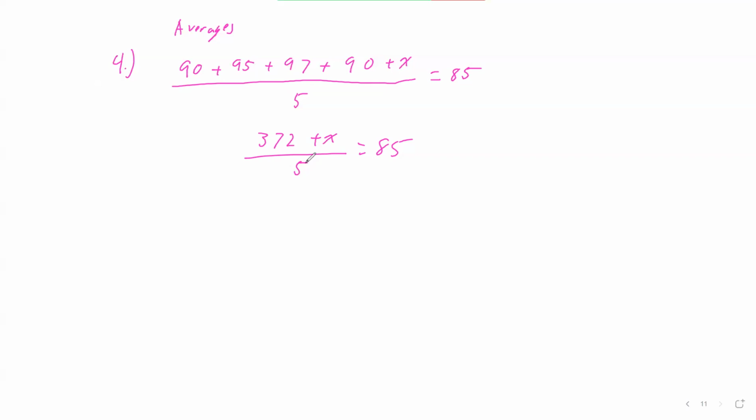If it was a straight up fraction, I could, but this is just a 5. So what's the opposite of dividing by 5? Multiply by 5. Both sides, because what you do to one, you always have to do to the other side. So the 5s will cancel on the left side, leaving me with the 372 plus X. Now I got to figure out what is 85 times 5. 425.